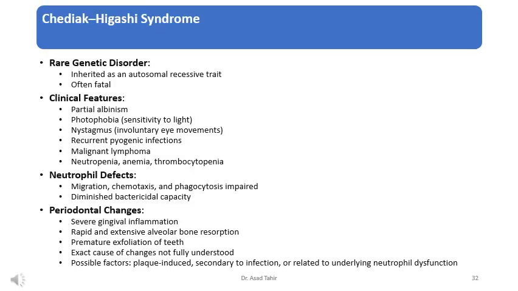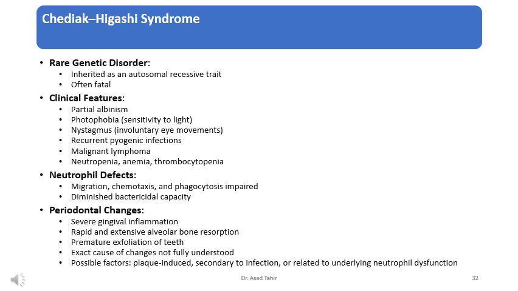Chediak-Higashi syndrome. Rare genetic disorder. Inherited as an autosomal recessive trait. Often fatal. Clinical features. Partial albinism. Photophobia, sensitivity to light. Nystagmus, involuntary eye movements. Recurrent pyogenic infections. Malignant lymphoma. Neutropenia, anemia, thrombocytopenia. Neutrophil defects.